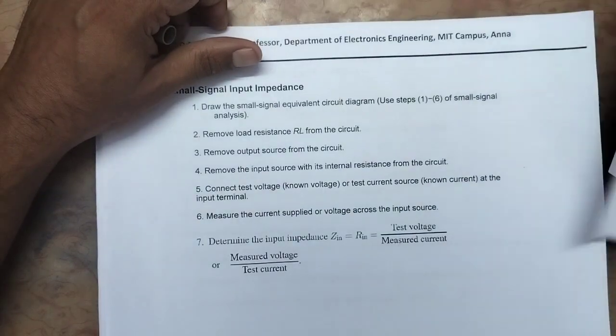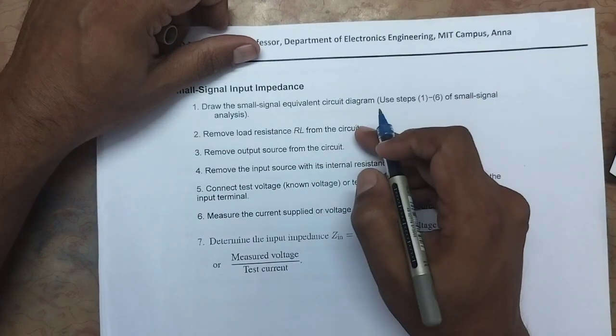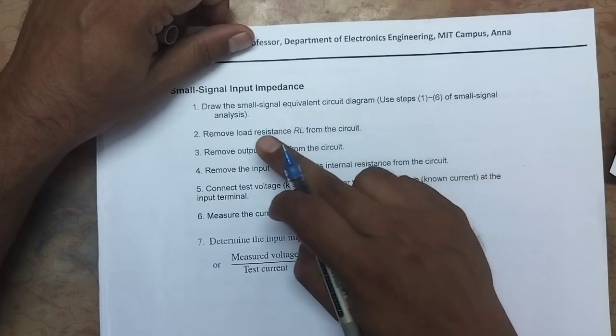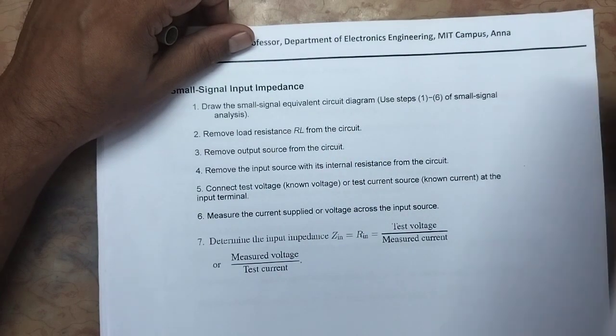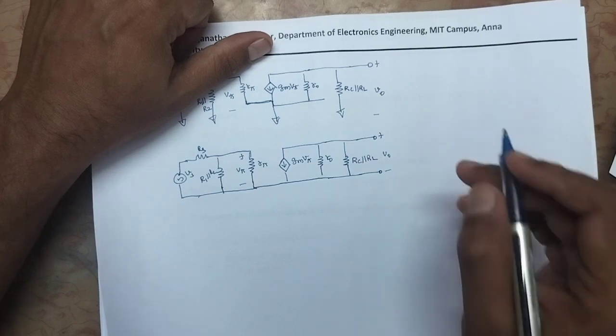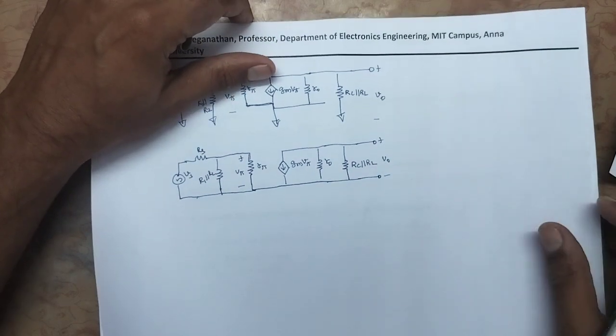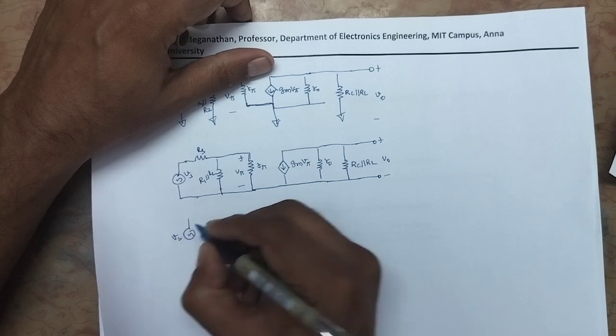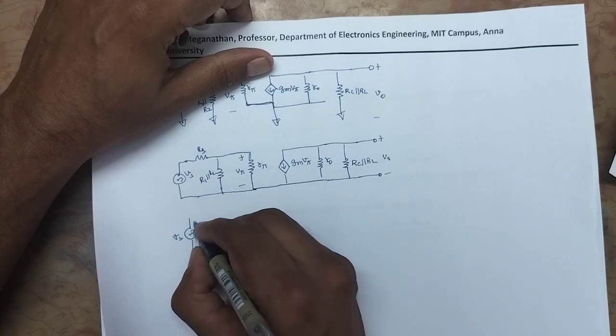Next, the second step: we have drawn the small signal equivalent circuit diagram. Now step number 2 is to remove the load resistance from the circuit. RC parallel to RL we have to remove. Remove means we have to open circuit it. So I will open RC, RL.